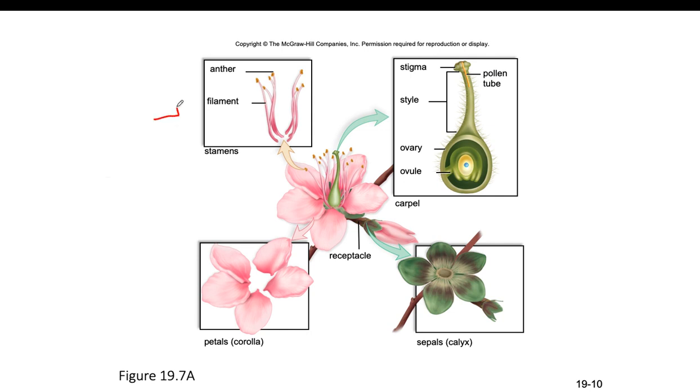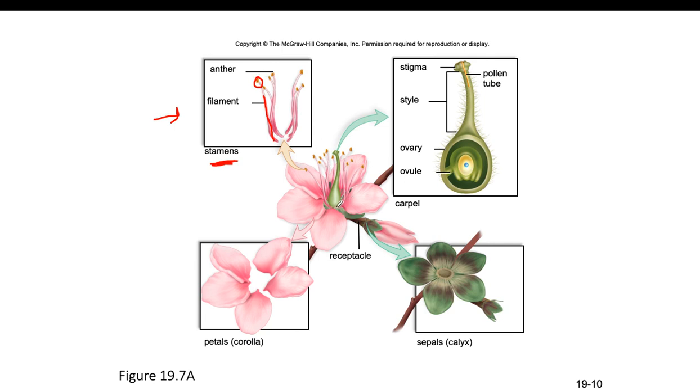So this is going to be the male part, and it's called the stamens. Each stamen is made up of a filament, and on top of the filament is an anther. And the anther is where the pollen is. Okay, so these are the male structures that have the pollen.